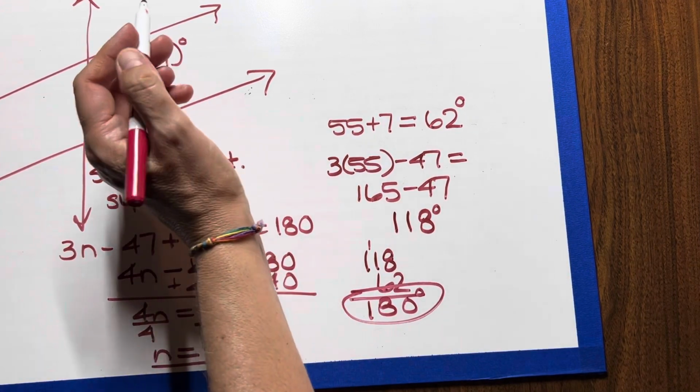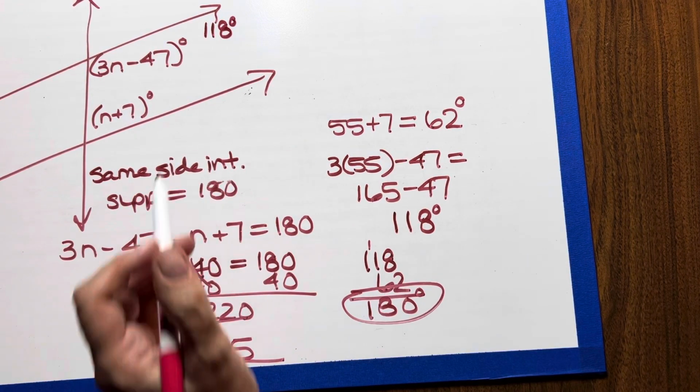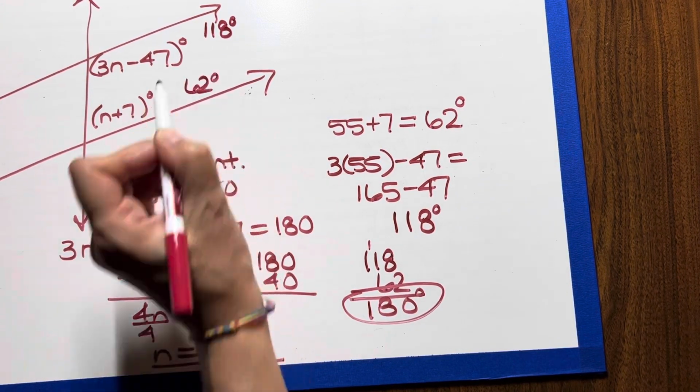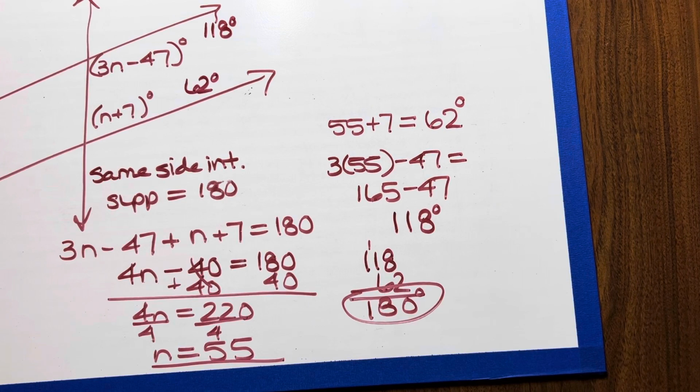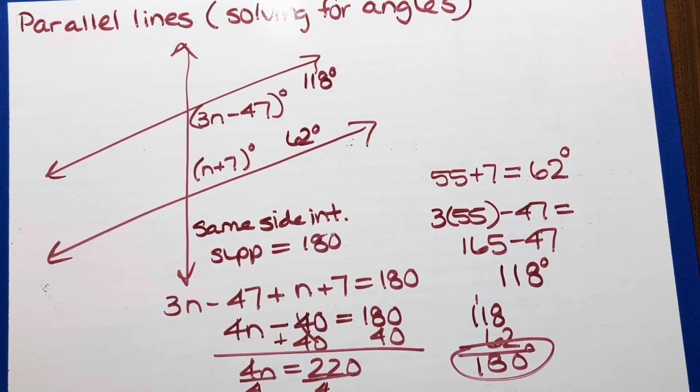So my top angle is the larger one. It's an obtuse angle, 118 degrees. My bottom angle is the acute angle, it's 62 degrees, and I have solved and found both of these for my same side interiors. These are a couple of examples on how to solve for angles with parallel lines.